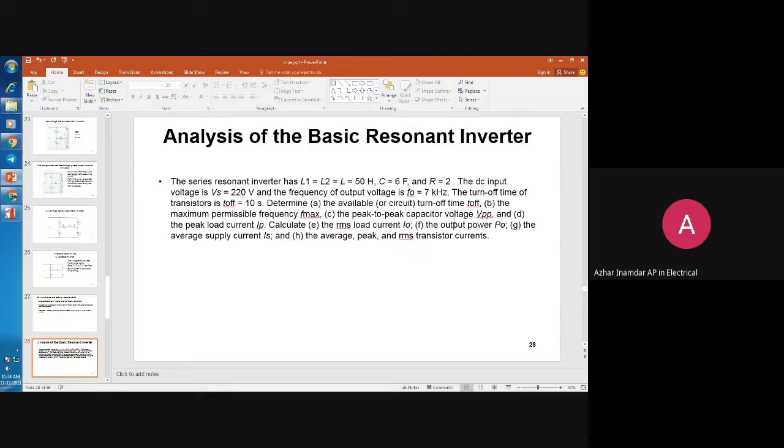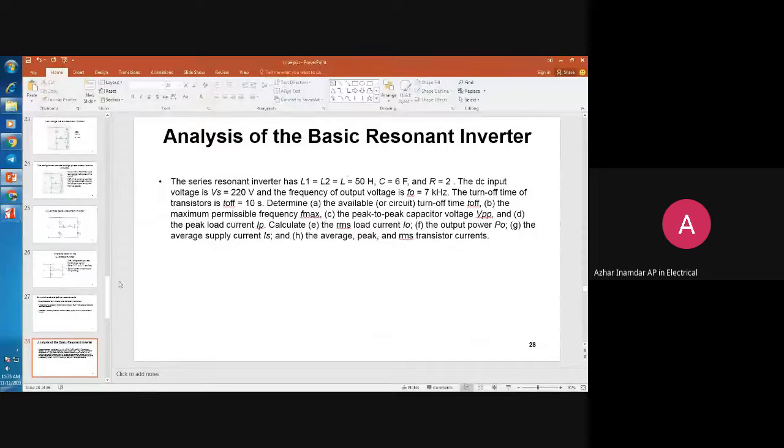These are the formulas which are available in the book. You can go through the formulas and use the values of R, L, C, and also the input voltage Vs and the frequency of output voltage. You can use these parameters to find these quantities. You can screenshot this, otherwise I am going to post it in the classroom after the lecture. You have to go through this and solve this problem. This is important from the exam point of view. You can solve it and show it to me tomorrow. If you have any doubt, you can ask.